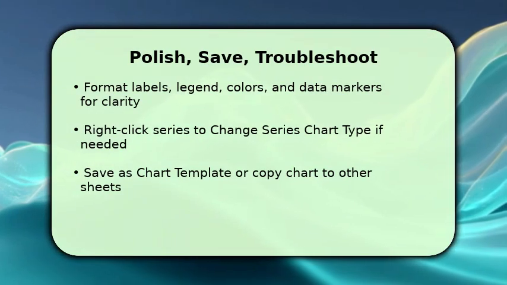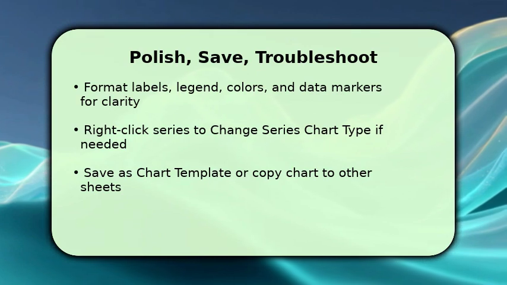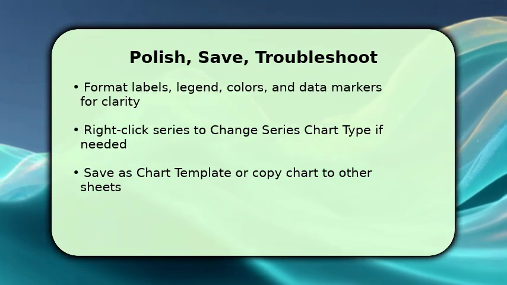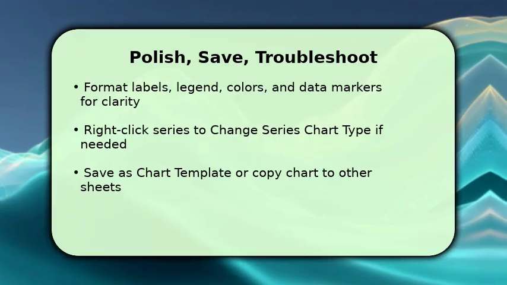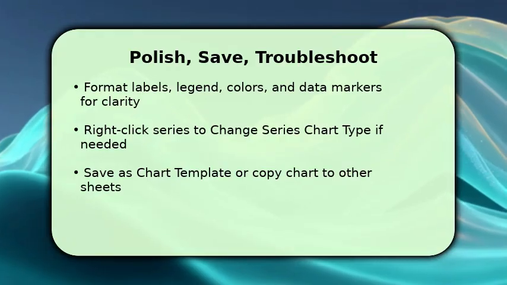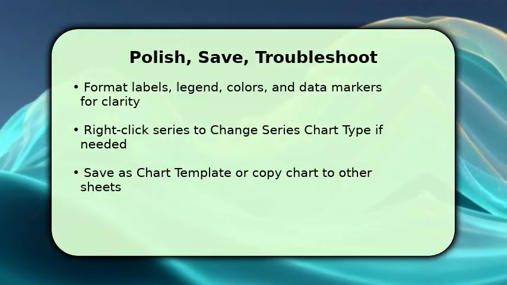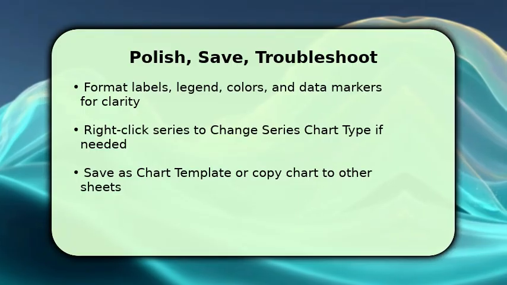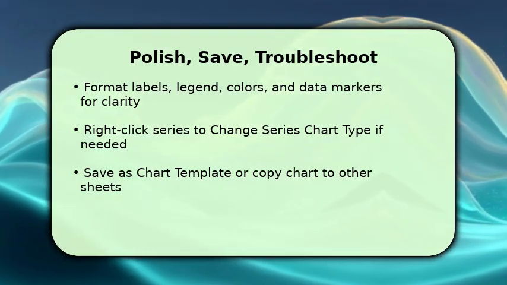Finish by polishing labels, legend placement, colors, and marker styles so the chart reads clearly at a glance. You can right-click a series to change just that series' chart type, creating combos like bars with a line overlay. Once satisfied, save the chart as a template or copy it to other sheets for consistency.